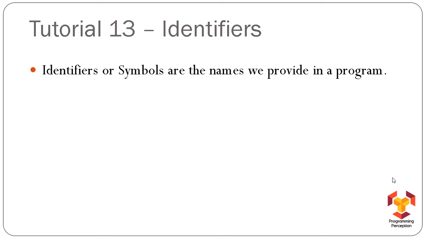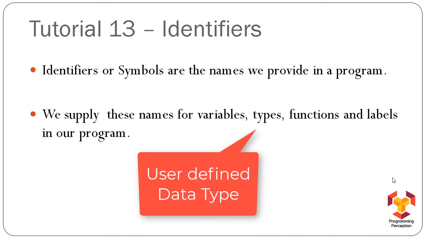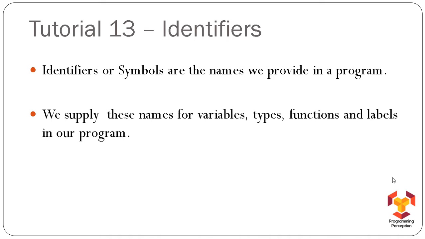Identifiers are the names provided by the programmer in the program, and programmers supply these names for variables, for types, for functions, for labels, and plenty of other things. So anything that is defined by the programmer in the program is named by themselves, and these names are known as identifiers. For example, a variable name can be an identifier, a data type can be an identifier, a function name or the name of a label. They all can be valid identifiers.